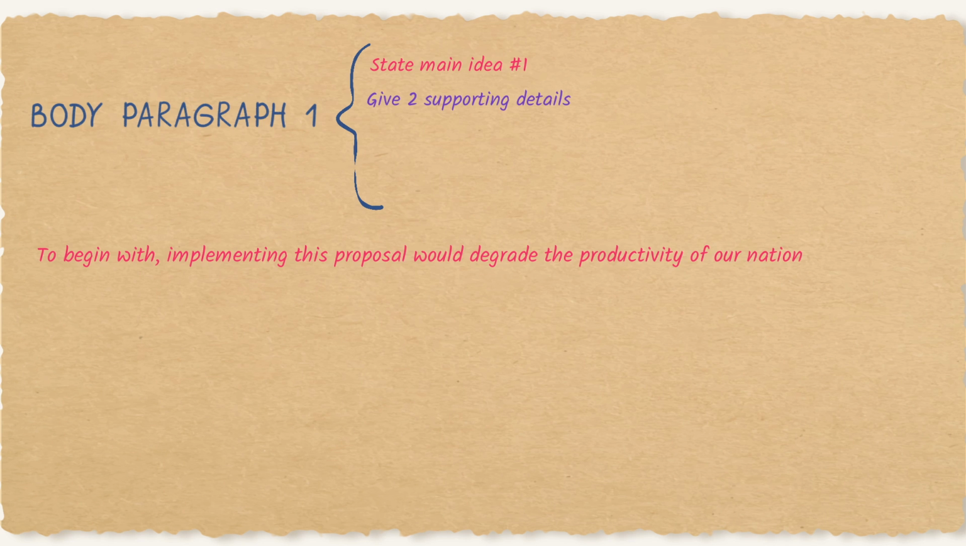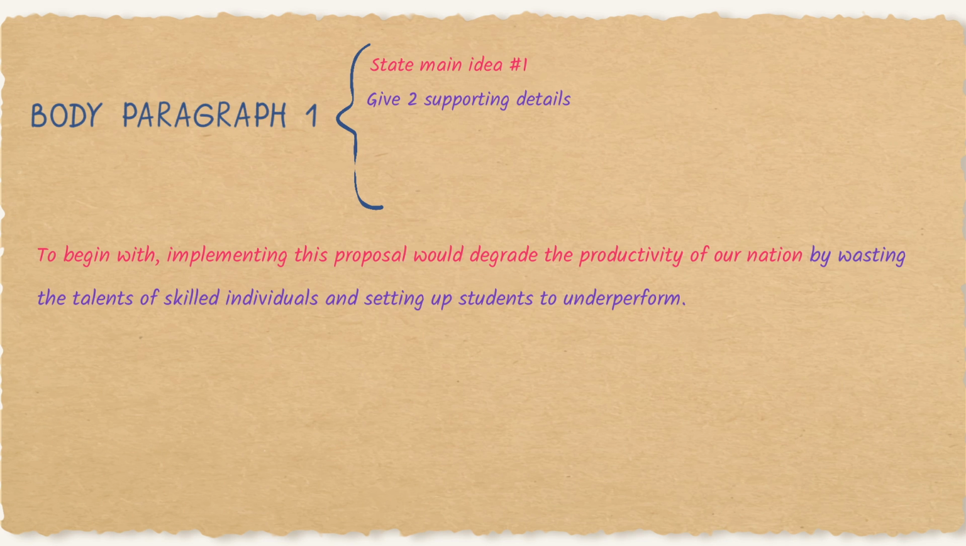Now I should give two supporting details. You know the supporting details as we worked on them in writing our outline. I'm going to continue this sentence by saying, by wasting the talents of skilled individuals and setting up students to underperform. I'm going to read the first and second sentence again. To begin with, implementing this proposal would degrade the productivity of our nation by wasting the talents of skilled individuals and setting up students to underperform. These are my two supporting details.